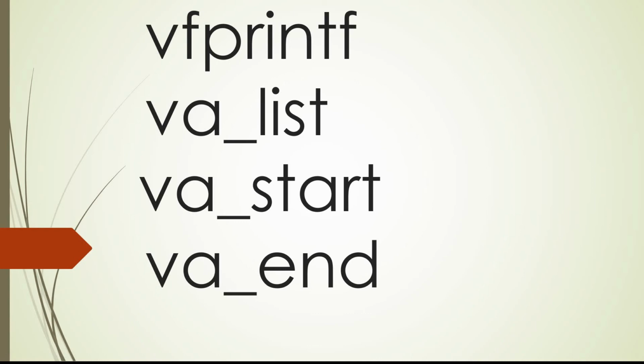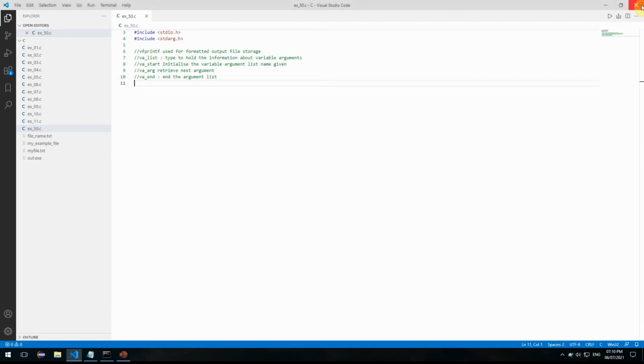debug text along with some variable information on whatever the results are inside the code, you can put everything into a file by using this vfprintf, but that needs va_list, va_start, and va_end standard arguments as well. So let us go into this program.